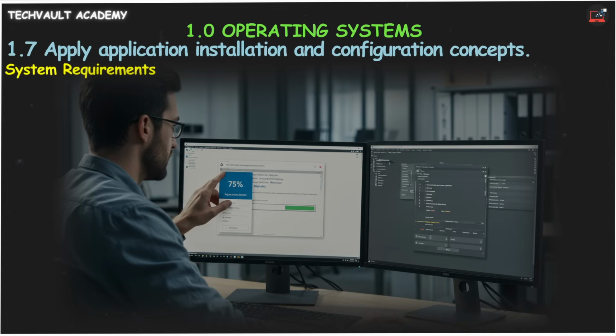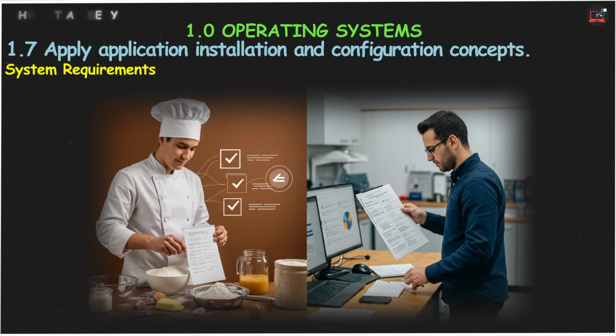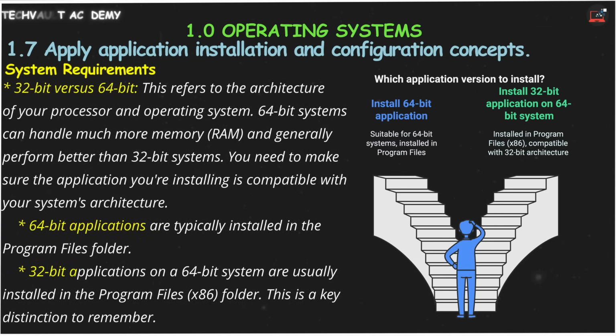First, you must check the system requirements. It's like making sure you have the right ingredients before baking a cake. 32-bit versus 64-bit: this refers to the architecture of your processor and operating system. 64-bit systems can handle much more memory, RAM, and generally perform better than 32-bit systems. You need to make sure the application you're installing is compatible with your system's architecture. 64-bit applications are typically installed in the Program Files folder. 32-bit applications on a 64-bit system are usually installed in the Program Files (x86) folder. This is a key distinction to remember.